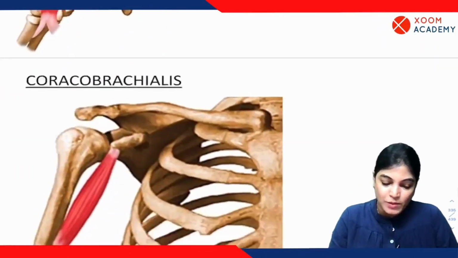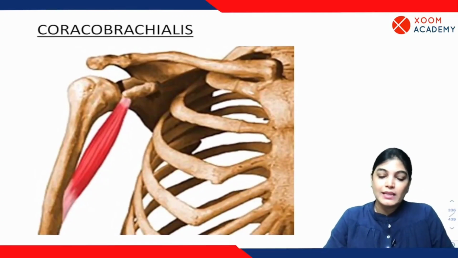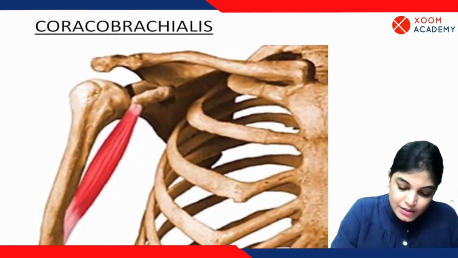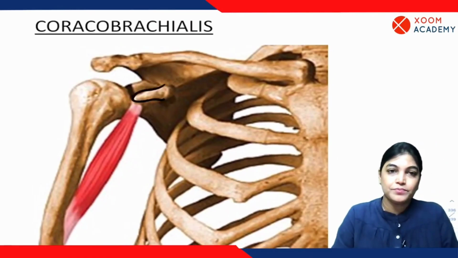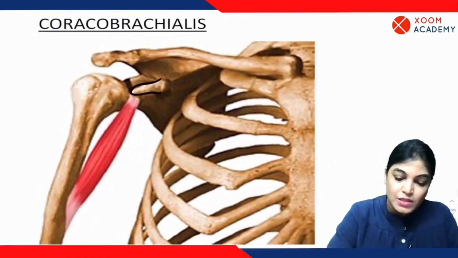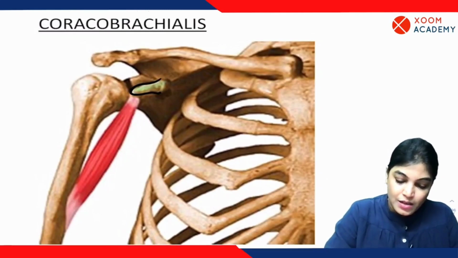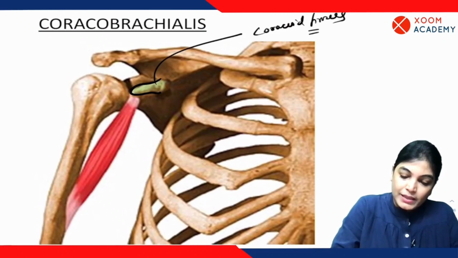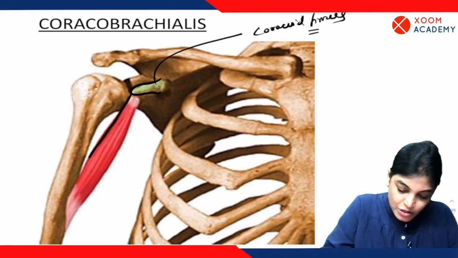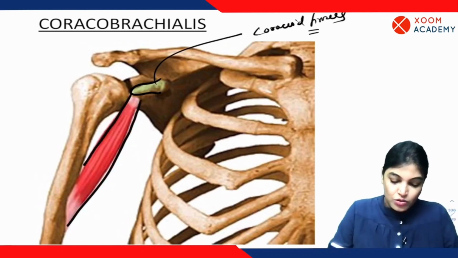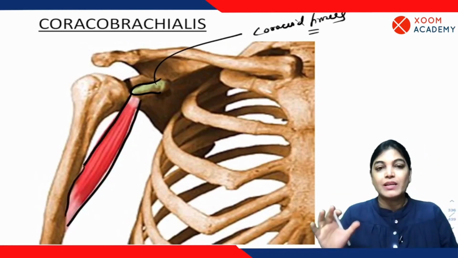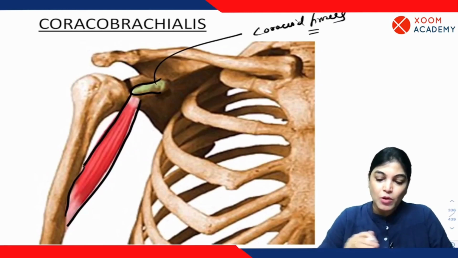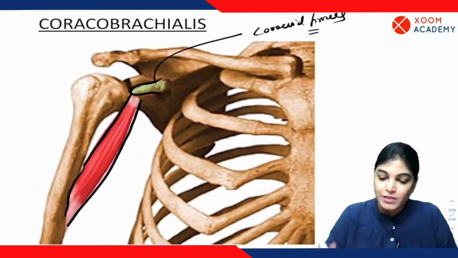Now let's discuss the next muscle. The next muscle of the anterior aspect of the arm is the coracobrachialis muscle. In this diagram, again you can see the coracoid process of scapula. From the tip of the coracoid process of the scapula, the coracobrachialis muscle originates, and you can see it is attached onto the humerus bone. To be more specific, it is attached onto the middle third of the humerus bone. So this is about the origin and insertion of the coracobrachialis muscle.